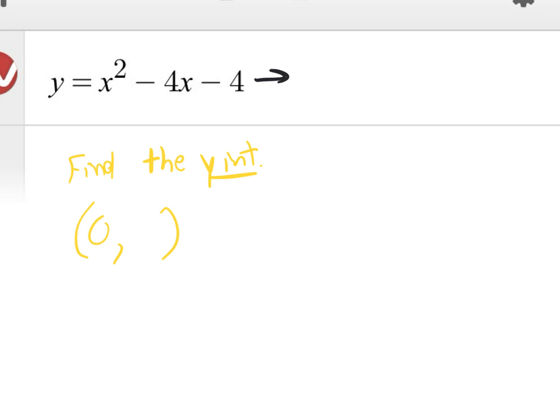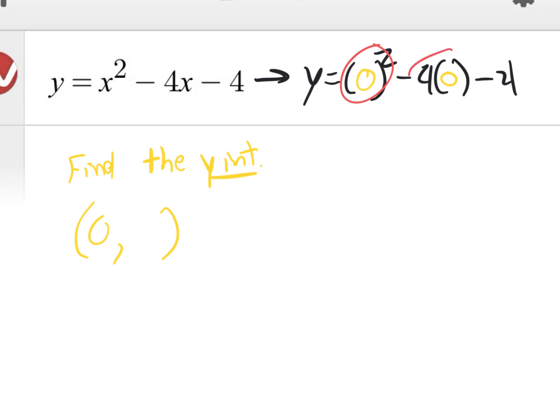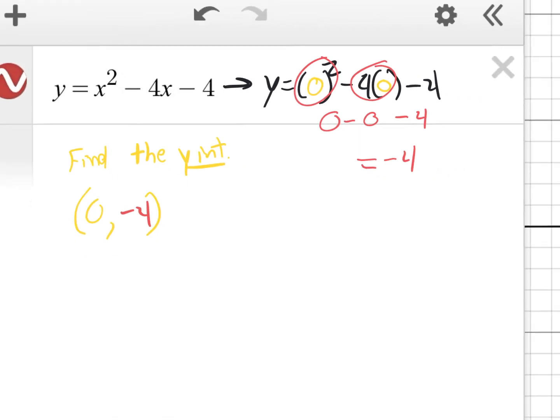So you rewrite this guy, y equals x squared minus 4 times x minus 4, and you plug in the 0 where your x's were at, and you'll see that 0 squared is 0, 4 times 0 is 0, 0 take away 0 is 0, and 0 take away 4 is negative 4. So (0, -4) is the y-intercept. What does that mean? That this parabola that opens up, because a value is positive, will cross the y-axis at (0, -4).